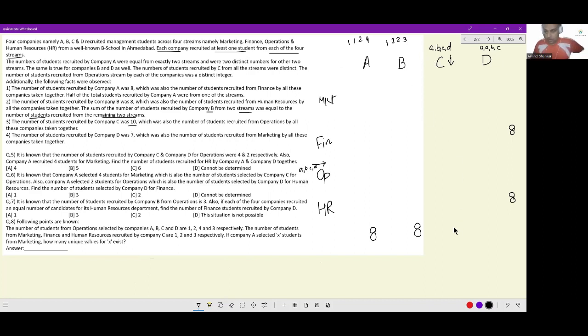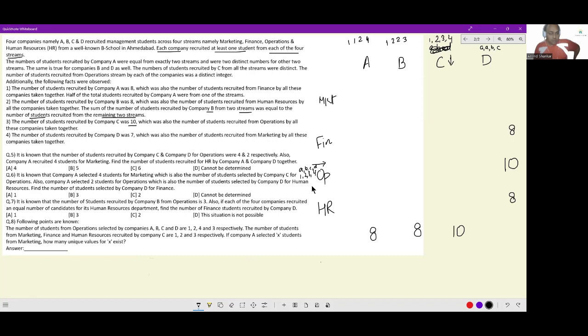Okay, number of people recruited by company C was 10. Now 10 is a wonderful number. Sum of the first four natural numbers is 10. So the four distinct numbers hired by C in the different domains are 1, 2, 3, 4. This is guaranteed. Which is also the number of students recruited from operations by all these companies together. This is also 10, and we know all the numbers in operations are also distinct. So they will be 1, 2, 3, and 4. This is also done.